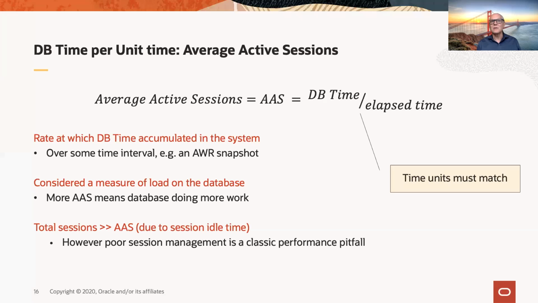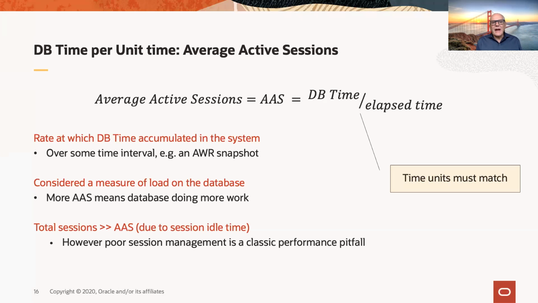So you remember when we talked about performance measures, we take work per unit of time. Well, in this case, we're saying let's take DB time per unit of time. How much does DB time accumulate per unit of time over some time interval, right? It doesn't do you any good to say I got 10 hours of DB time, right? 10 hours of DB time in a month, in a year, in a day, right? So everything has to be expressed as a rate.